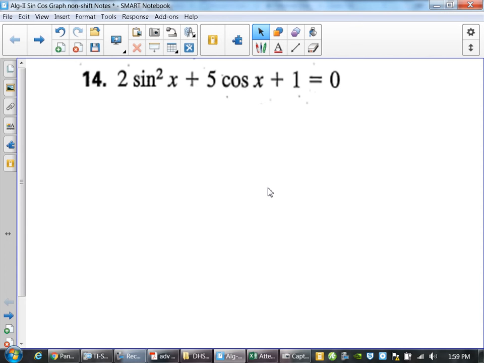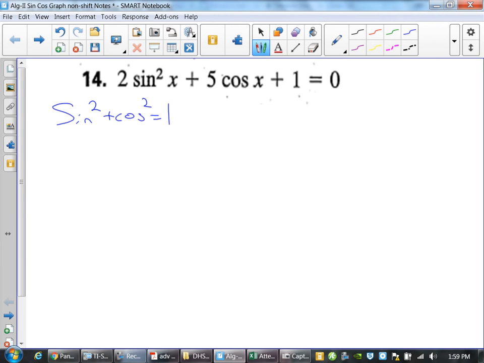I have a sine squared and a cosine, which means I'm going to use the identity sine squared plus cosine squared is 1, because sine squared then is 1 minus cosine squared. That's what you do with this style problem. Whether it is 2 sine squared x plus 5 cosine, or 2 cosine squared plus 5 sine, I would do the same thing, but I would rewrite in terms of sine.